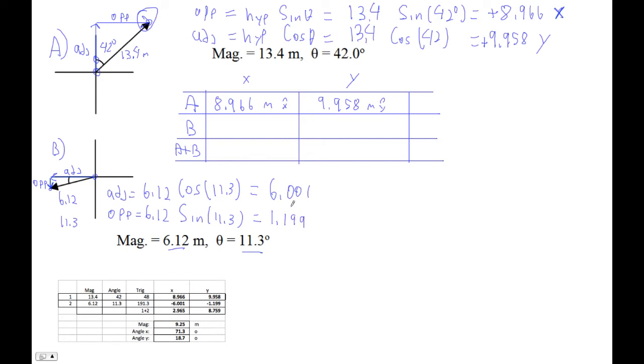Okay, so now we've got to decide. Here's my adjacent side. It goes to the side, goes to the left. It's definitely an X direction because it's horizontal, right? It goes this way, not this way. Okay, and then it's to the left, so it's definitely negative.